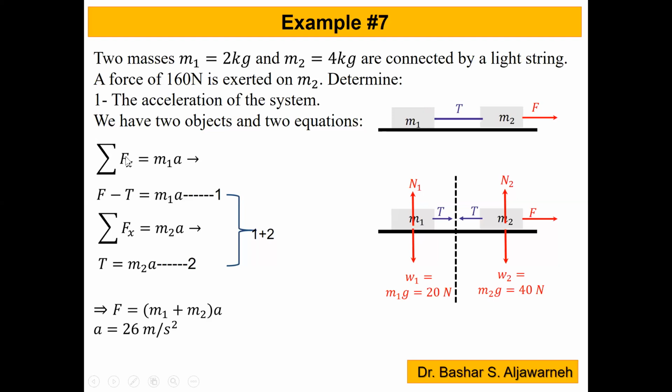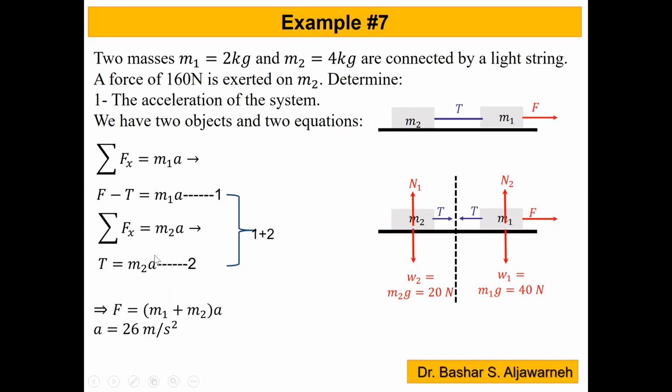Summation of F of x for the first mass equals m1 times a. So this is my system for the first mass. I have only F, in the same direction as the motion, minus T. Here T takes a minus sign because it's in the opposite direction to the motion, equals m1a. For the second mass, I have only one force, which is the tension. So summation of F of x, which is T, equals m2 times a.